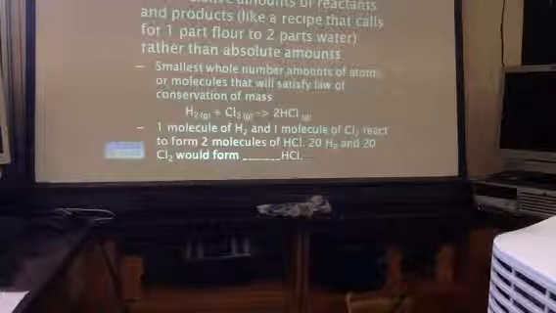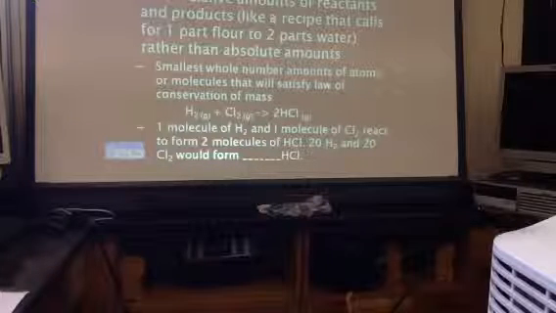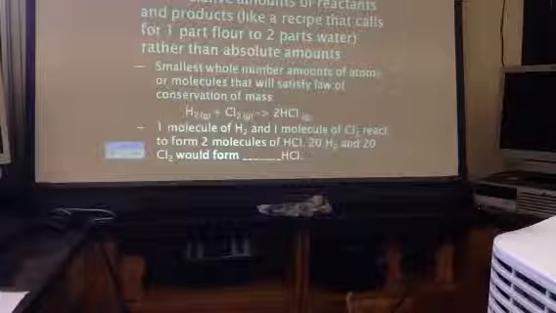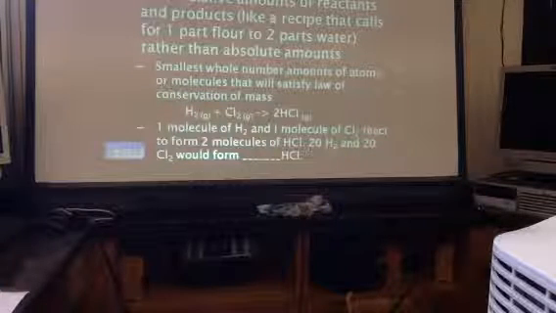So those relative amounts that are shown by the coefficients can represent molecules or atoms or moles. They can't represent mass. They're relative masses. So this is a lot.